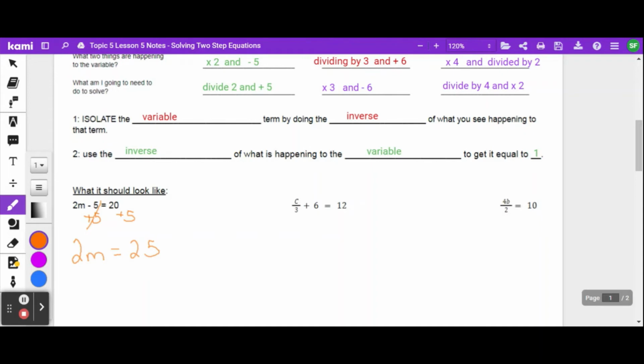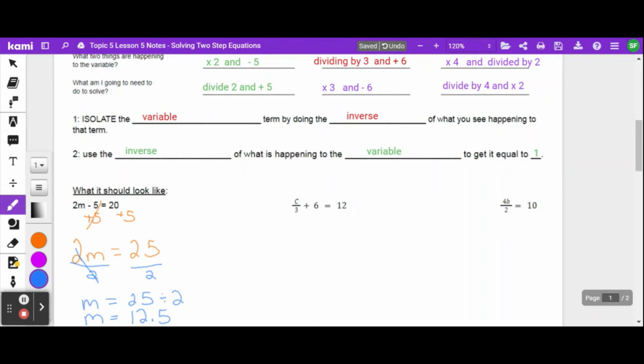So I have to do the opposite of multiplying by 2. And in that case, the opposite of multiplying by 2, or the inverse, is to divide by 2. I'm going to do that on both sides so we stay balanced. And similar to our one-step equations earlier in the topic, my 2's are going to cancel, leaving me with m. And I have 25 divided by 2, which of course is 12.5. So the solution for the value of m in this example is going to be 12.5.